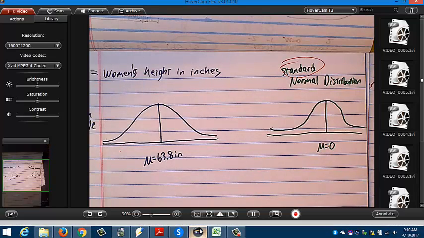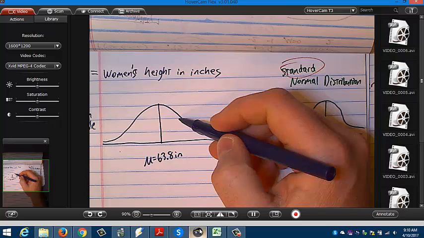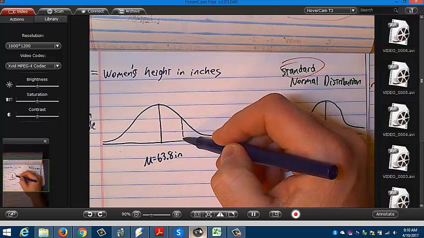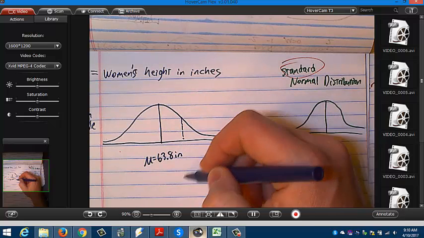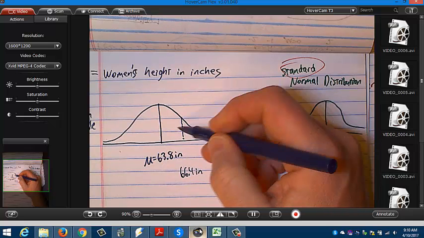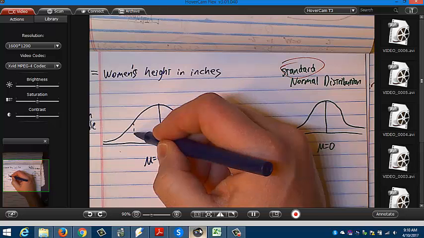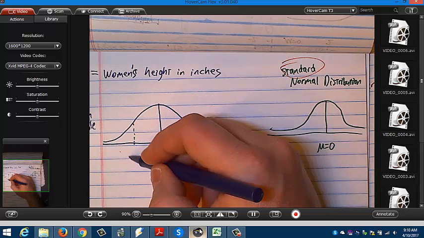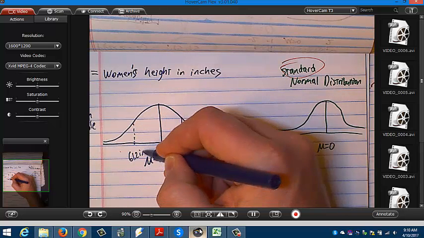So if I go up 2.6 inches, I'd be right here. That'd be like 66.4 inches. That's not uncommon. And if I go down 2.6 inches, I'd be right here. So that'd be 61.2 inches. That's not uncommon either. Right?